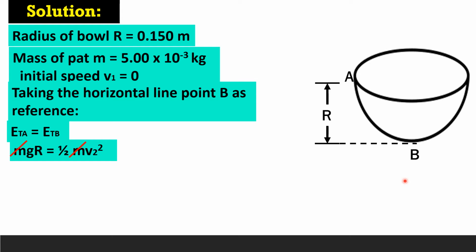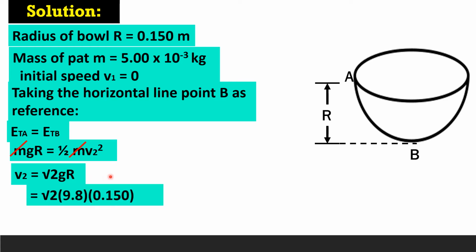And we can isolate v sub 2, and eventually come up with this working formula: v sub 2 equals square root of 2 times g times r. And substituting the given quantities, we have square root of 2 times 9.8 times 0.150. And our answer would be 1.71 meters per second. So that is the speed that we are looking for. We did it using the law of conservation of mechanical energy.